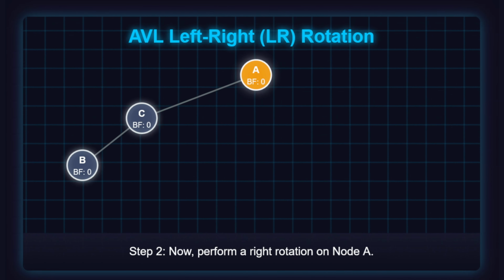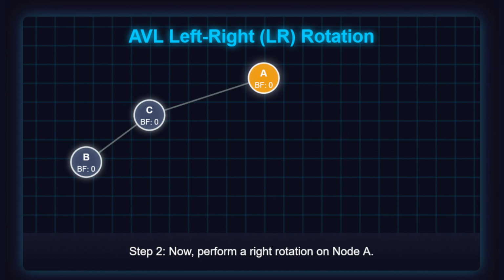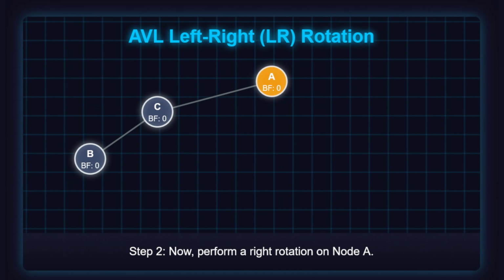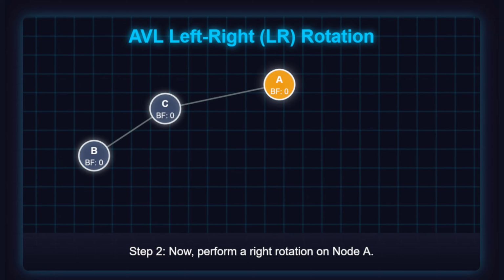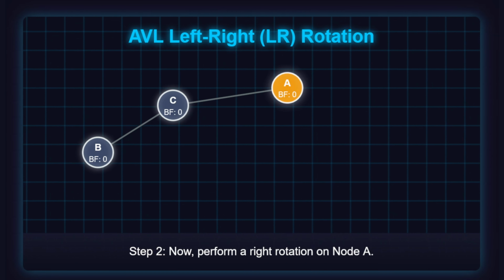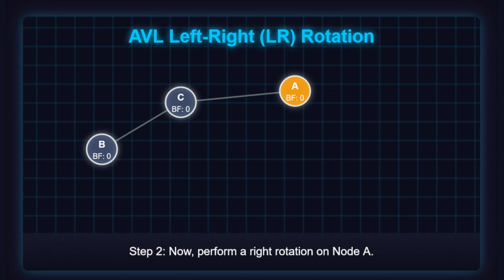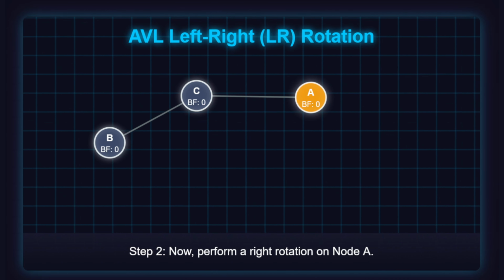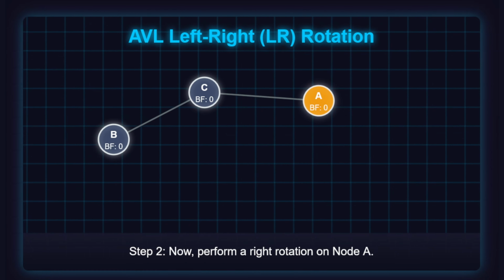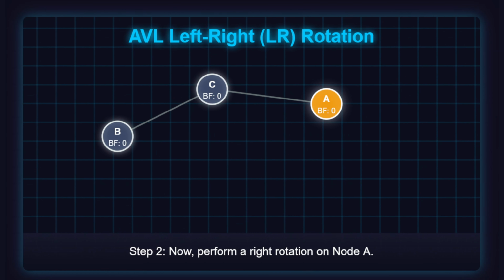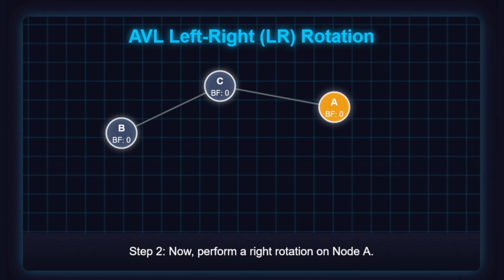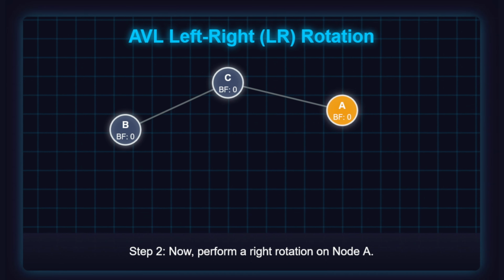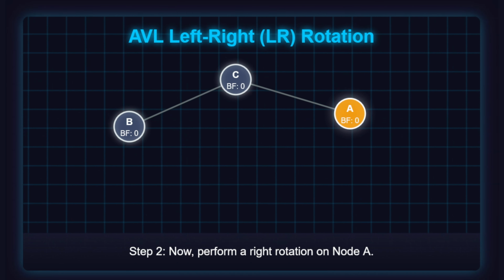Now, perform a right rotation on node A. Treating the AC structure, which now has C as A's left child, as a single LL case. Watch as node C moves up to become the overall new root of the balanced tree. Node A becomes the right child of C, and node B becomes the left child of C. The structure of the tree is now balanced.